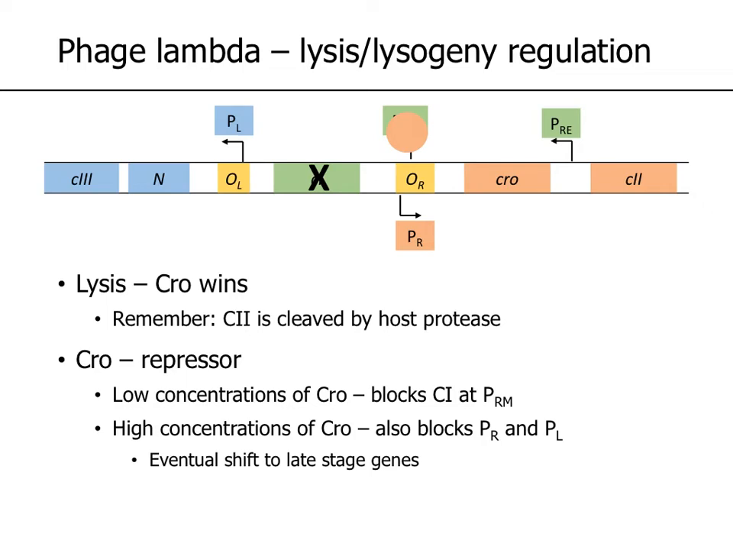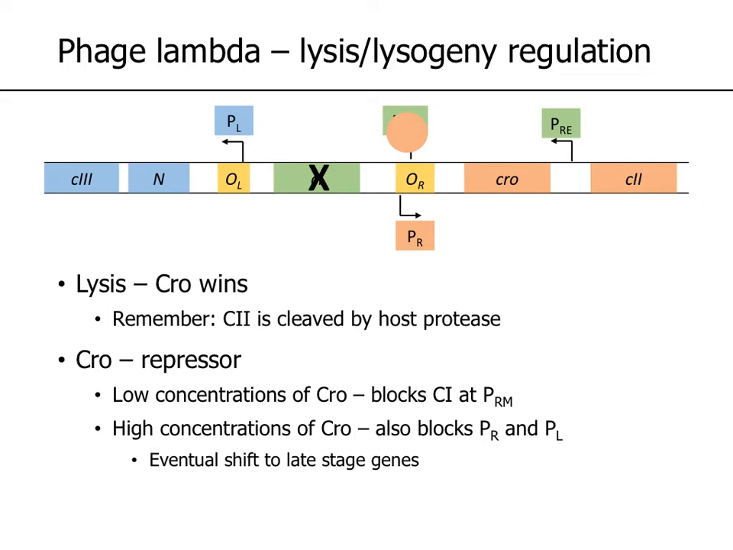And so what happens in this case? CRO is concentration dependent, and so even low concentrations of CRO initially will block the C1 production at PRM. So you'll get CRO protein, that's what the circles mean. It's going to block production from here, and so you're not going to get C1, and so that's it.